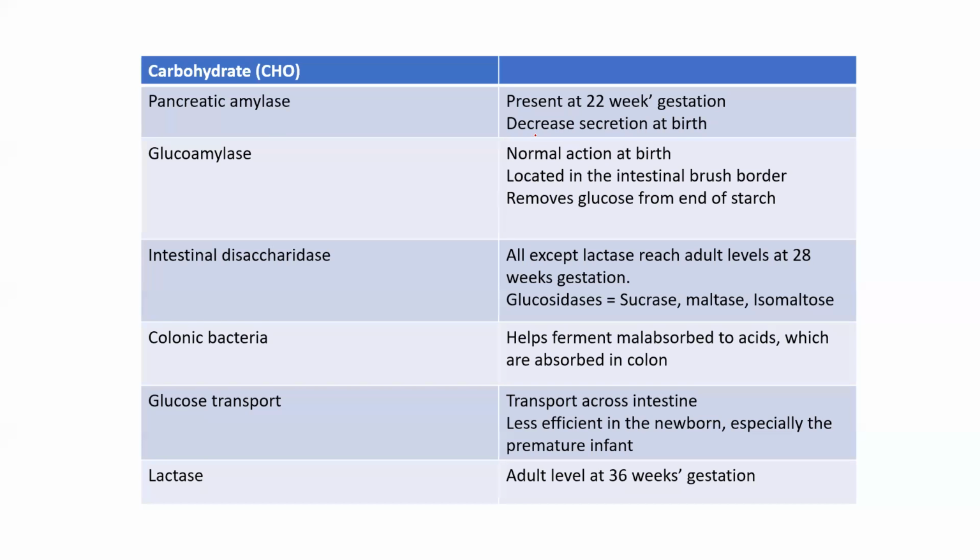We discussed about the intestinal disaccharidases. This one, like summary. We said all the disaccharide enzymes get mature to adult level around 28 weeks, except the lactase, which is around 36-week gestation. What's the role of the colonic bacteria in the digestion of carbohydrate? The colonic bacteria function to ferment the malabsorbed glucose to the acid. So what does it mean here? Which is absorbed in the colon.